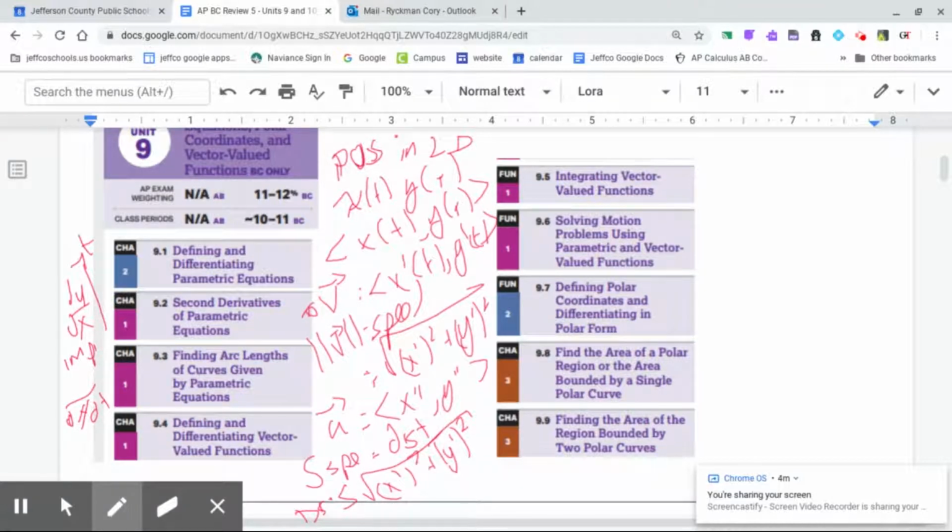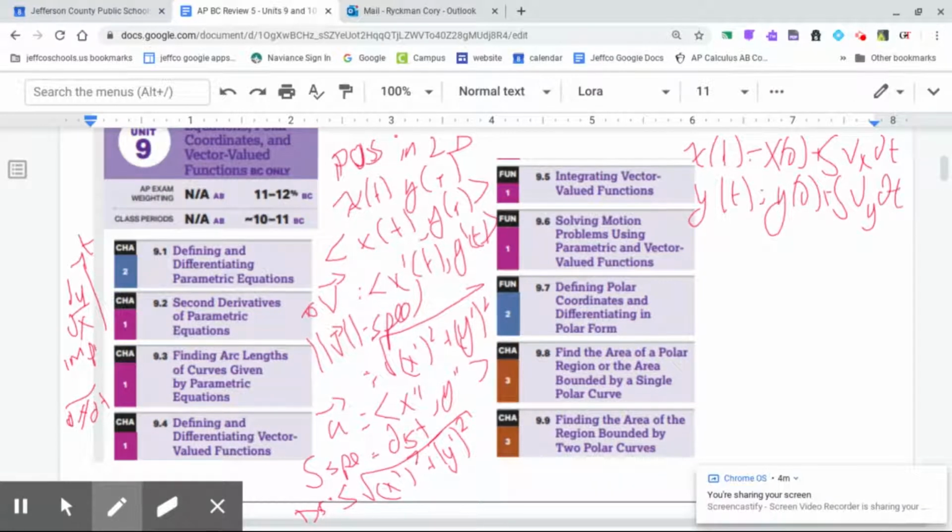Integrating vector-valued functions, if you had a velocity vector, you could get position by integrating x and y, right? To get both vertical and horizontal position. Solving problems, so many problems. You get angles of entry and all that good stuff.